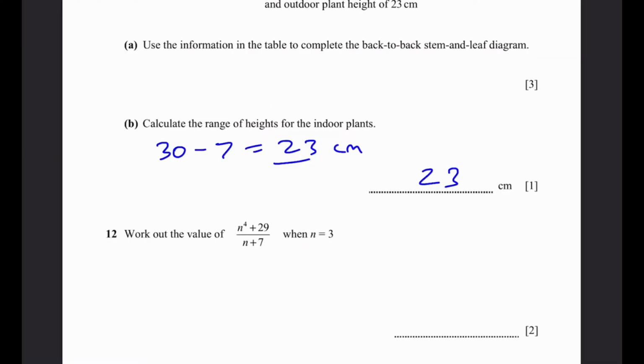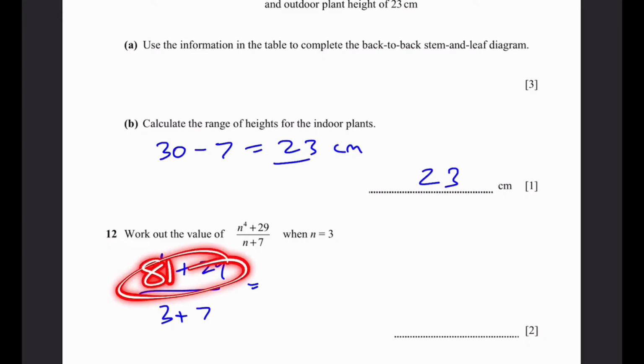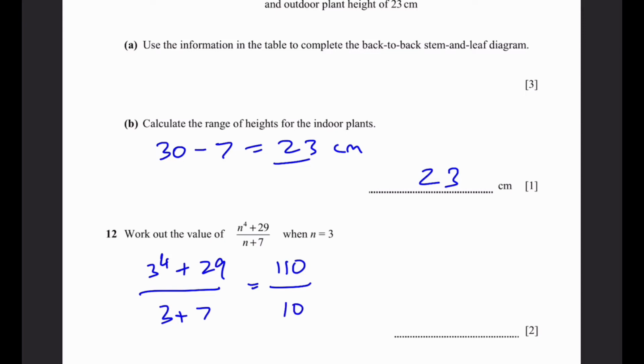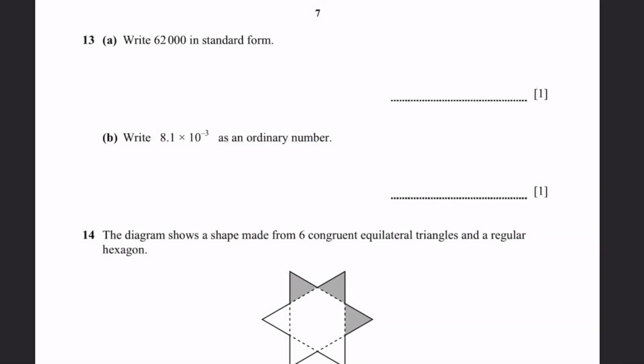Question 12. Work out the value of n to the power 4 plus 29 by n plus 7 when n equals 3. That means 3 to the power 4 plus 29 by 3 plus 7 is equal to 3 to the power 4 is 81. Now when you add this, it's 110 divided by 3 plus 7, which is 10, and that's 11. That's 13.